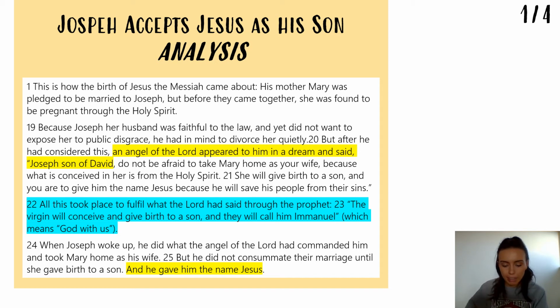What is interesting here, and this links into the final yellow section that they gave him the name Jesus, is that many people say that the Old Testament expectations are not being met because the Old Testament says that the Messiah will be called Emmanuel, but Jesus is not called Emmanuel, he's called Jesus.